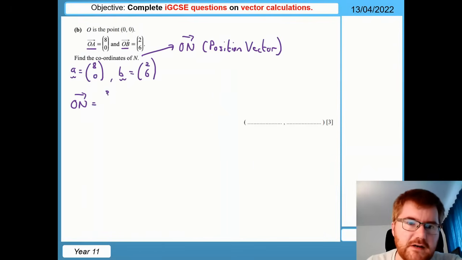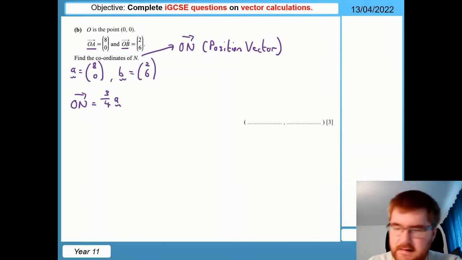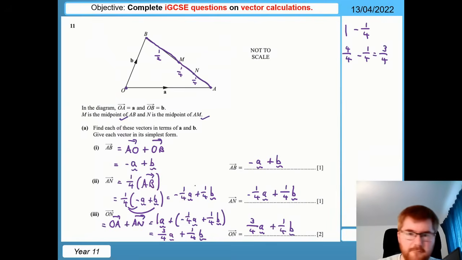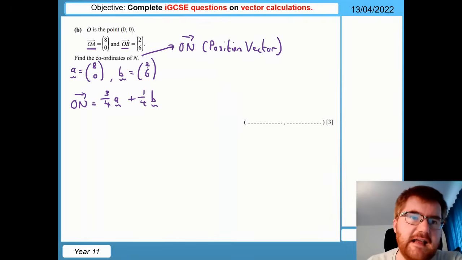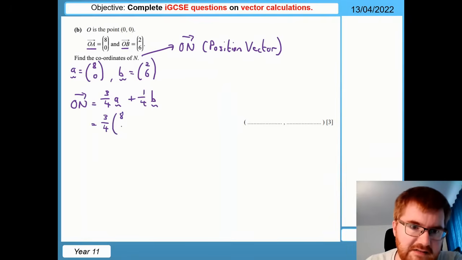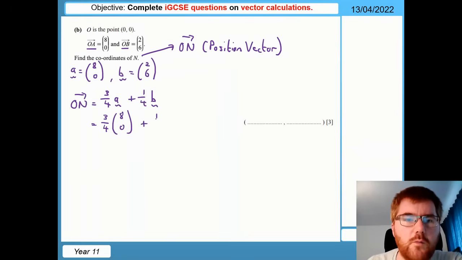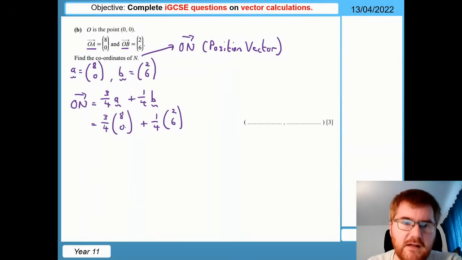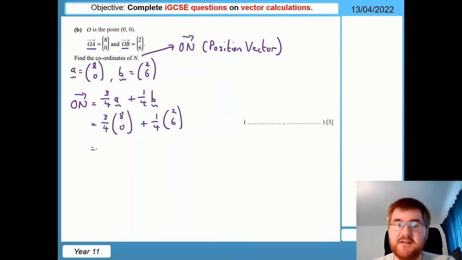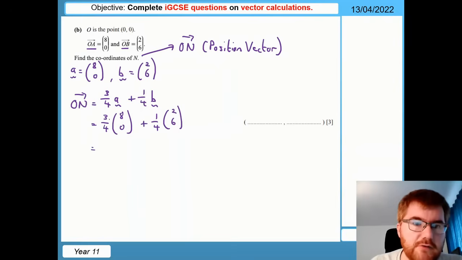So it's 3/4 A plus 1/4 B. I'm just copying down from what we've done before. And now all we do is substitute in the A and B. So we have 3/4 of (8, 0) plus 1/4 of (2, 6). The first thing we need to do is multiply by the scalar. So 3/4 of 8, well, that's equal to 6.